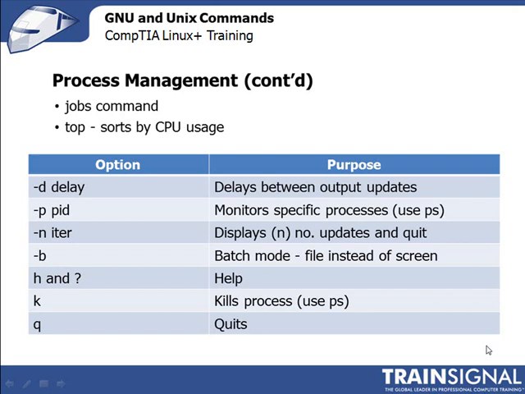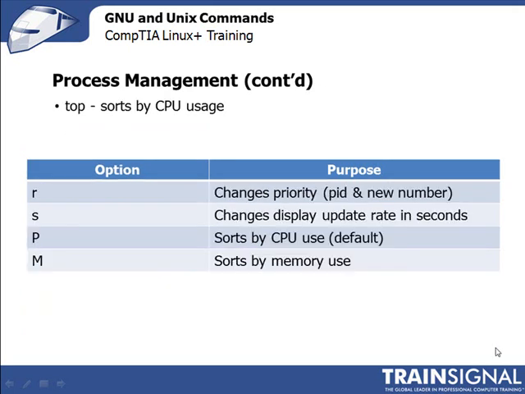-B is for batch mode, which says to use the file instead of a screen. H and question mark access help. K says to kill the process, and Q quits. Continuing our review of top options, R changes the priority, and that's based on the process ID and the new number. S changes the display update rate in seconds. Capital P sorts by CPU use, and this is the default option. Capital M says to sort by memory use.